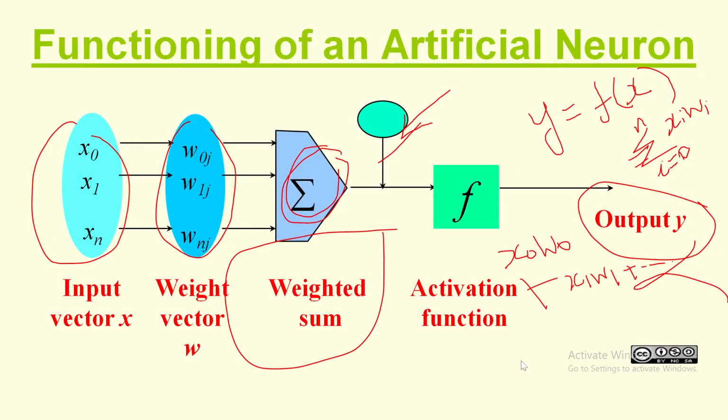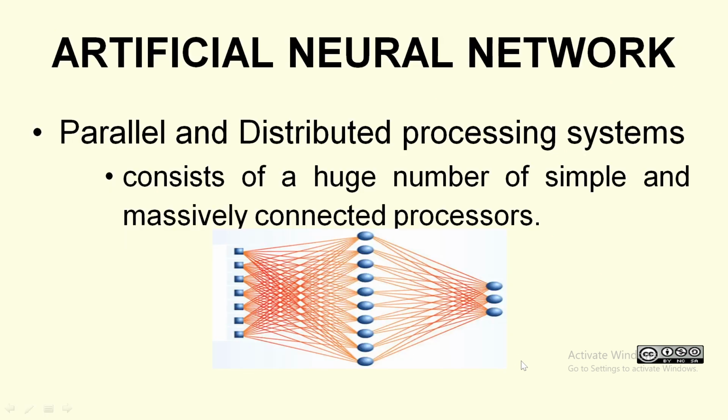Now, I hope that you understand the functioning of an artificial neuron. So now one can define an artificial neural network. What is an artificial neural network? First of all, it is treated as a parallel as well as distributed processing system. Why is it so? Because it contains an enormous number of neurons.